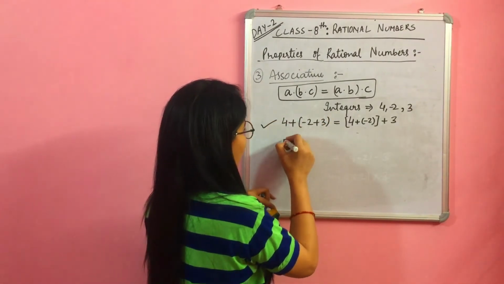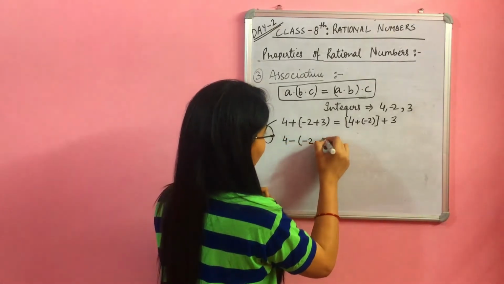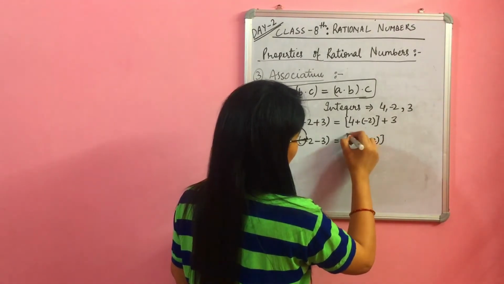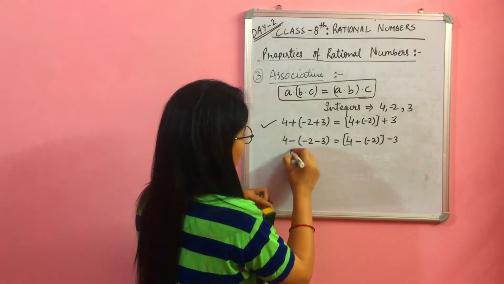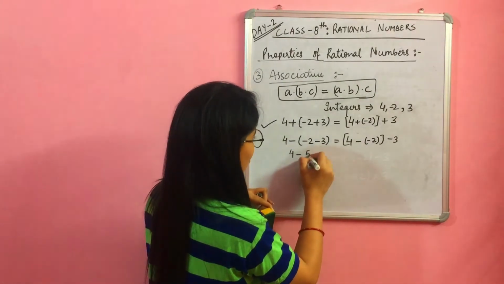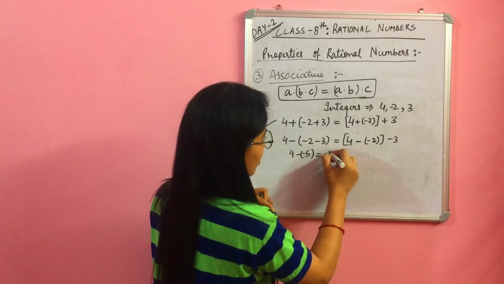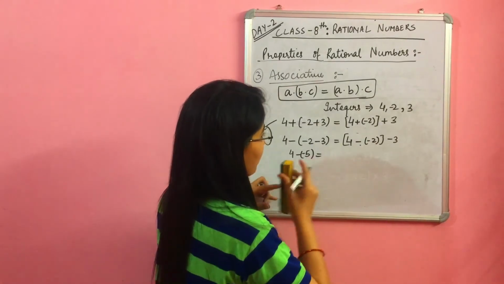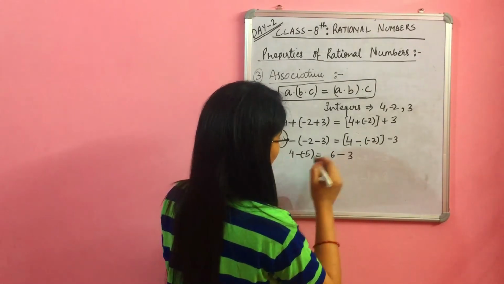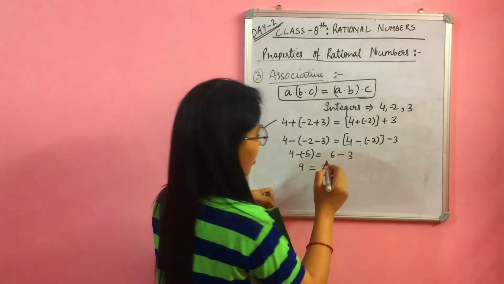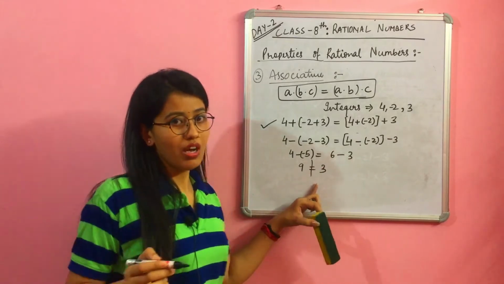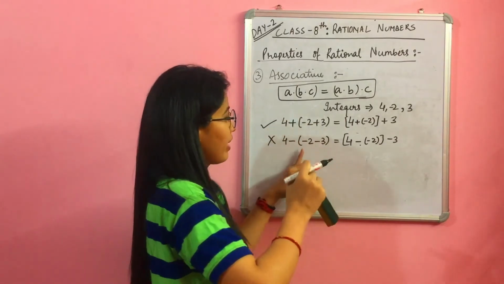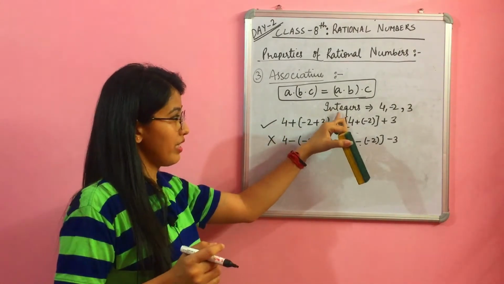Now let us check for subtraction. 4 minus -2 minus 3 is equal to 4 minus -2, okay, minus 3. Let us solve this one. This is 4 minus minus plus, so this will be minus 5, okay, is equal to 4. This is plus 4 plus 2 is 6, minus minus plus, so this will be 6 minus 3. Clearly we can say that this is not equal, right? LHS is not equal to RHS. So our condition is not satisfied. The associative law is not satisfied in the case of subtraction when the set is integers.